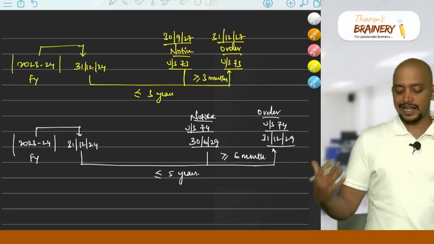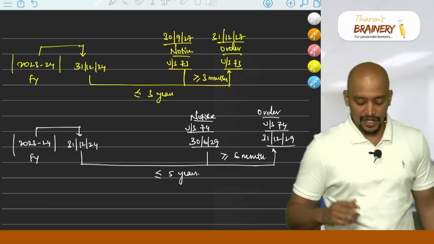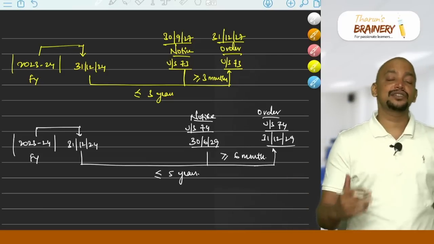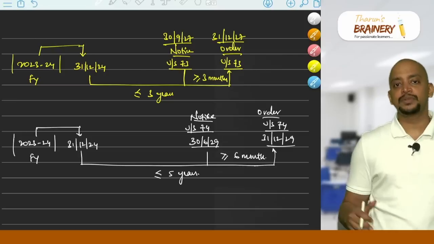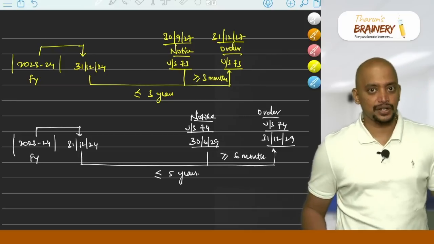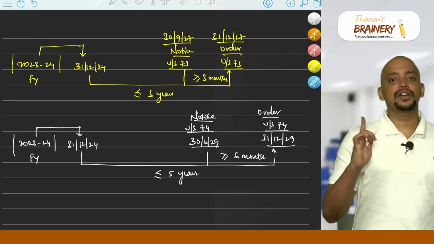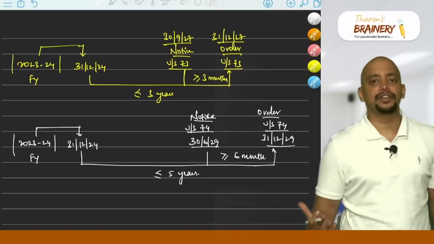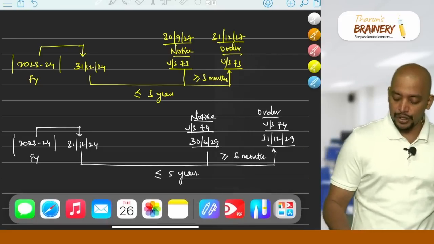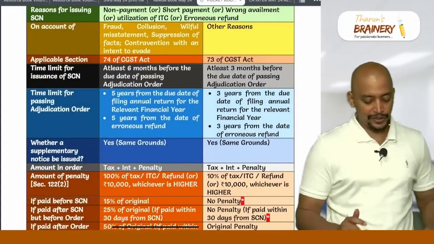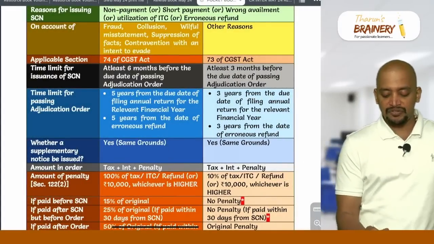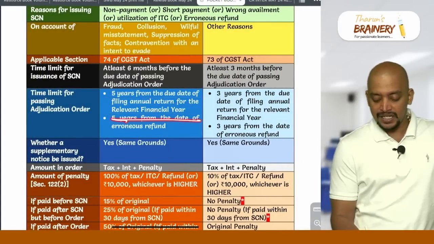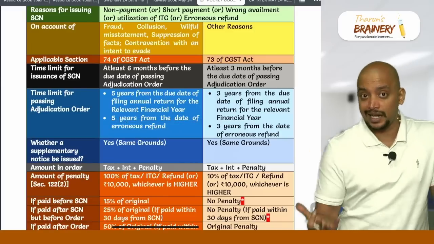So this is in case of 73 and 74, time limit for order and time limit for notice. But remember, it is on account of non-payment, short payment or wrong availment and utilization of ITC. But in case of erroneous refund, this 3 years or 5 years will be counted from the date of refund. Okay, so it is not from the due date of filing annual return, it is from the date of refund. You can see here, time limit for passing order 5 years from the due date of filing annual return for the relevant financial year, whereas in case of erroneous refund, 5 years from the date of refund.